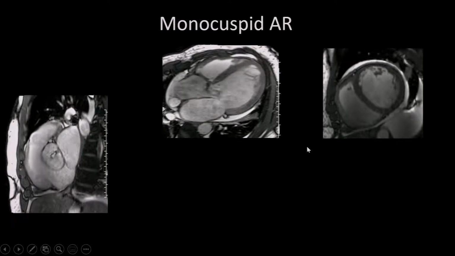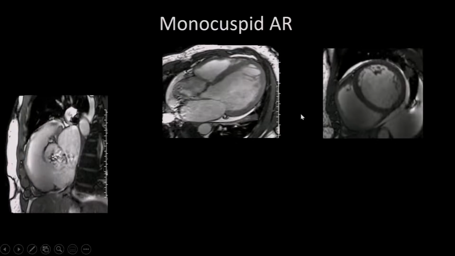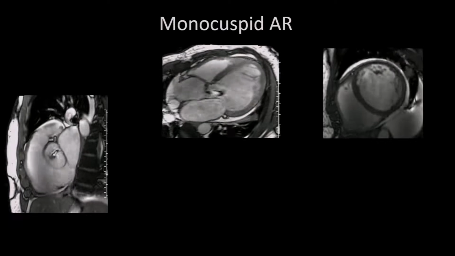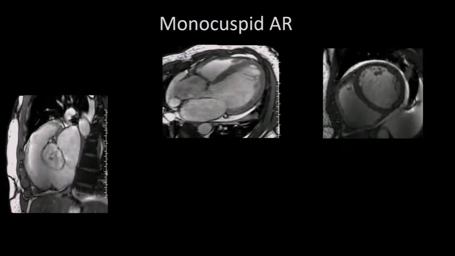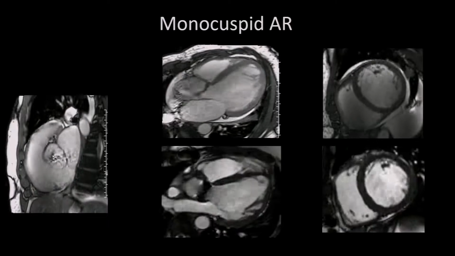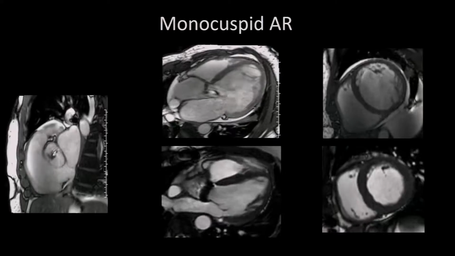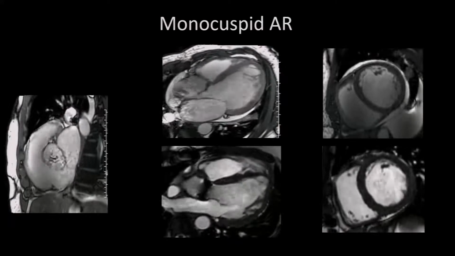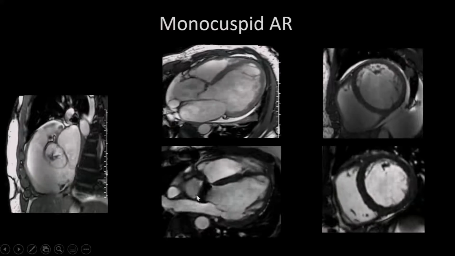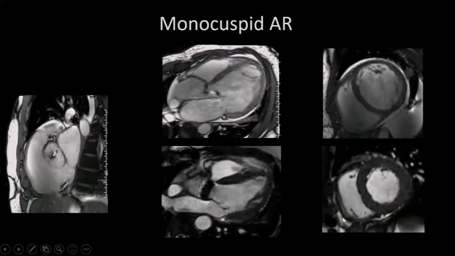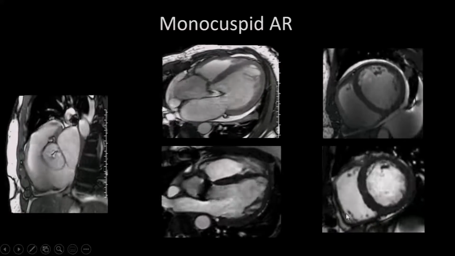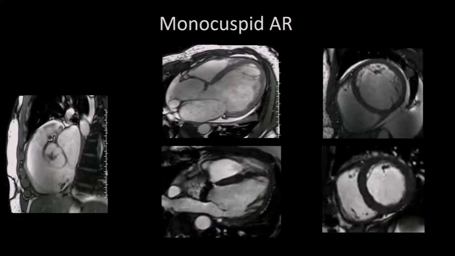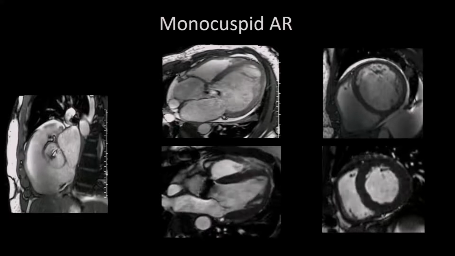So this patient was in his 20s, referred to us for transplant evaluation due to severe biventricular enlargement and severe biventricular failure. As you can see here, he ended up going with a high-risk mechanical aortic valve replacement, and he had significant reverse remodeling on follow-up MRI. So a good result. AR, when you take care of it on time, the reverse remodeling is impressive.